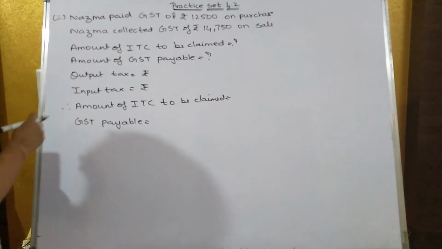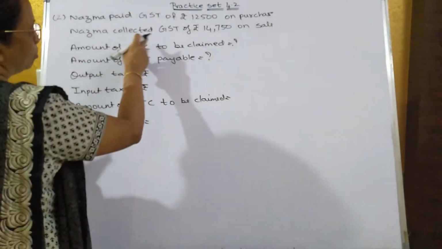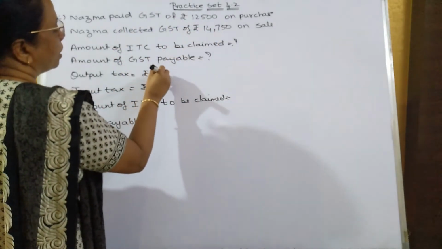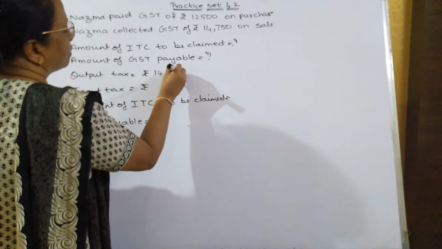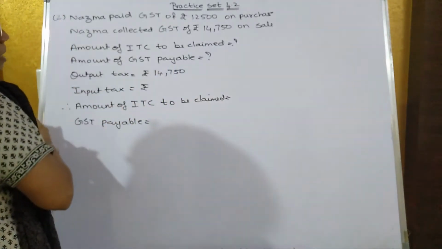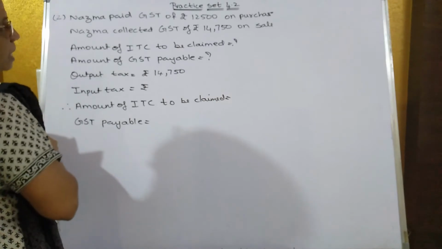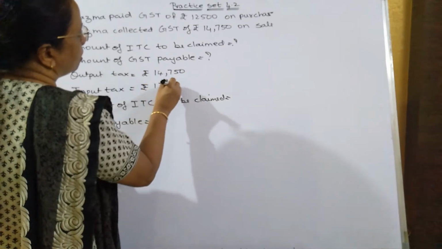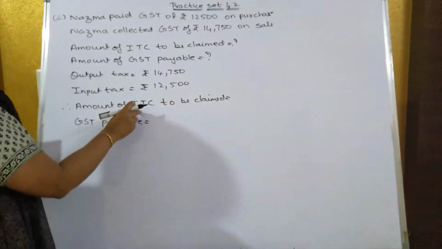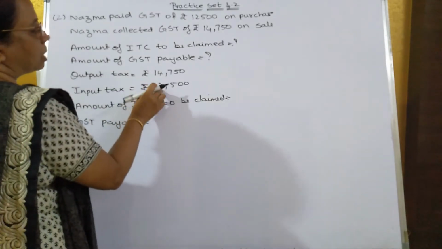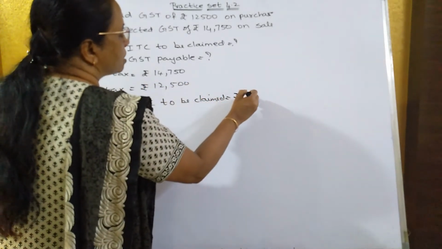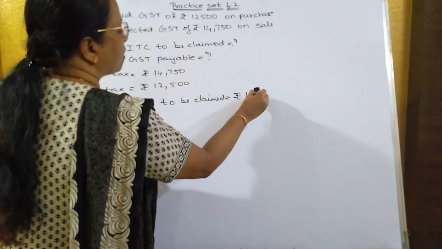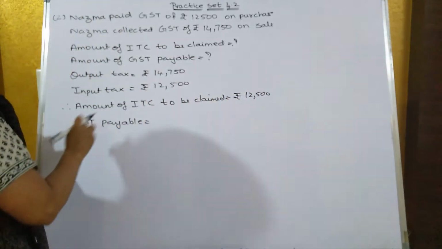So what is the output tax over here? Output tax is whatever Nazma collected on sale, that is rupees 14,750, and whatever Nazma paid GST at the time of purchase, that is the input tax. So that is equal to how much? Rupees 12,500. So the amount of ITC to be claimed is which one? 12,500. So whatever is the input tax, that is the ITC to be claimed. So rupees 12,500 is the amount of ITC to be claimed.